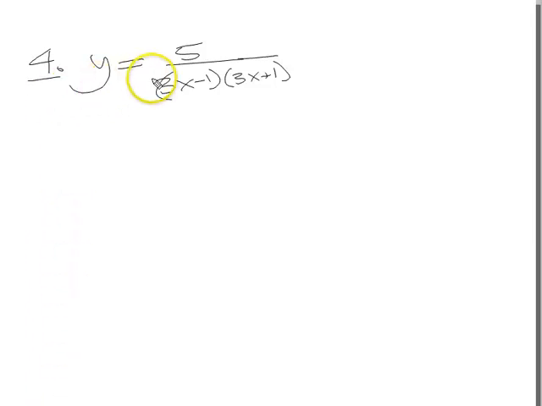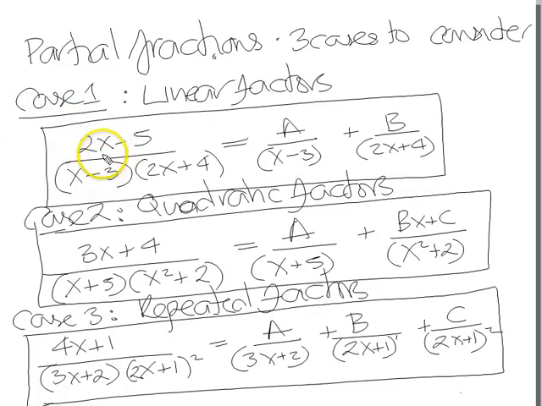Okie dokie, number 4 then. Let's have a look at this. It's y equals 5 over (3x minus 1) times (3x plus 1). Both of these are linear, aren't they? So if we just look at the linear case, here it is here.